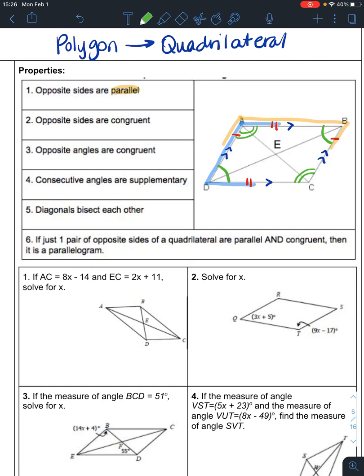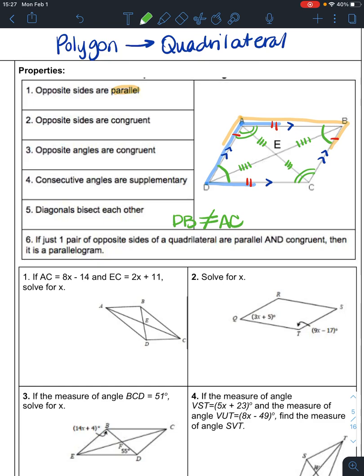Now, make a note. That doesn't mean that they're equal to each other. DB, which is this diagonal right here, is not equal to AC. That's not what this is saying. What this is saying is that DB cuts AC in half, and AC cuts DB in half. And so these pieces are equal to each other. That's what it means that the diagonals bisect each other. They cut each other in half, but they're not equal to each other. Other things have to happen for those diagonals to be congruent.